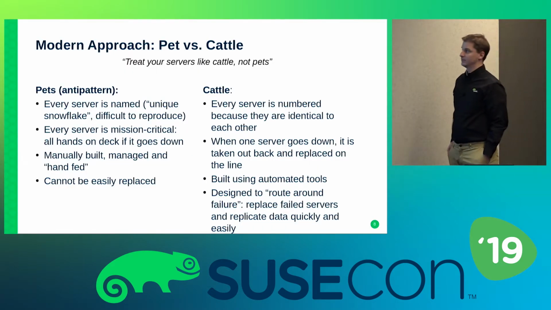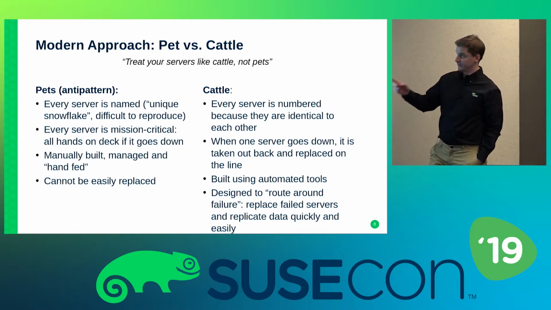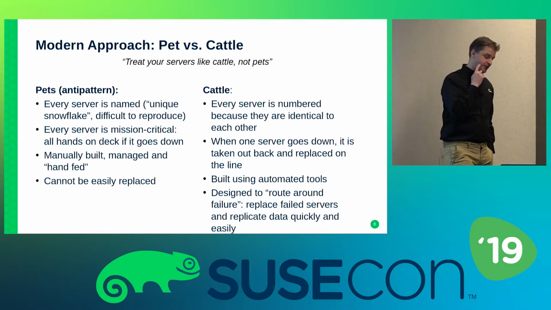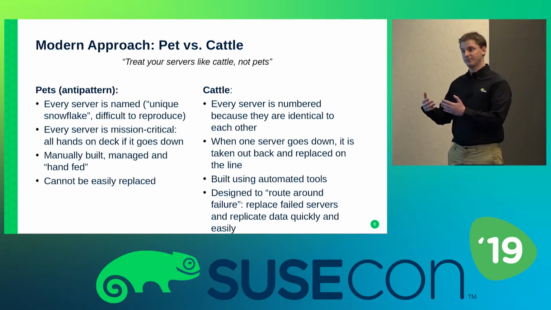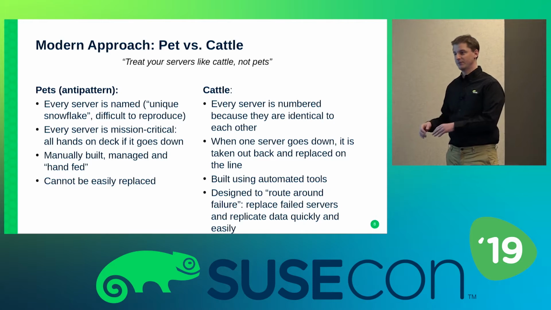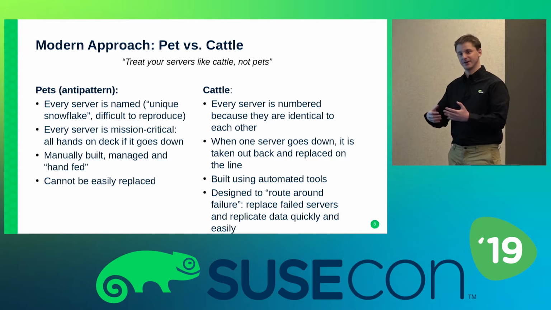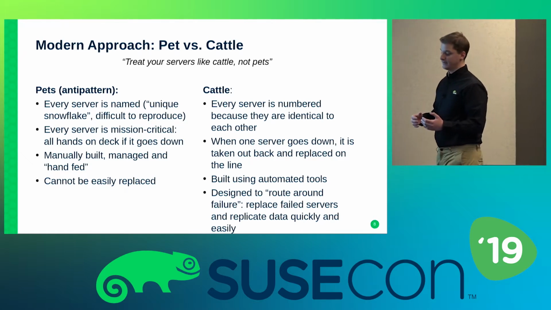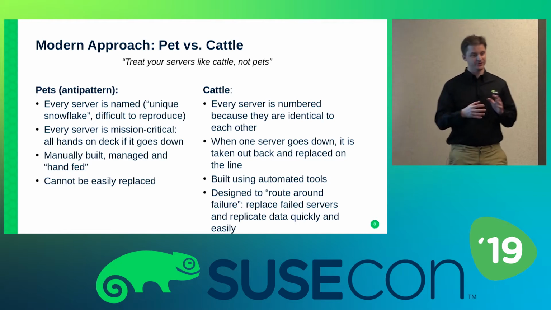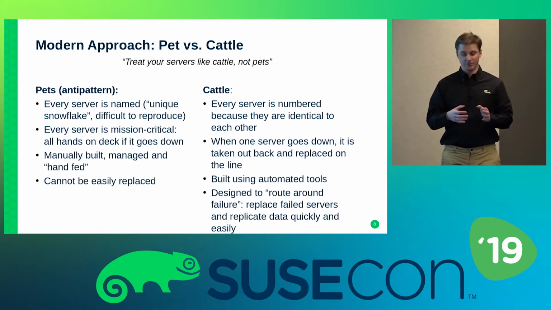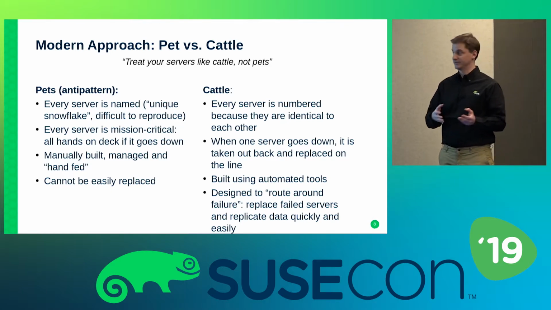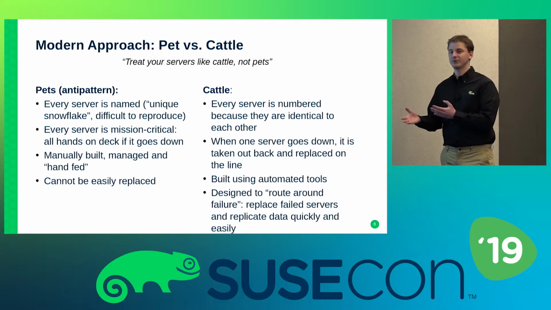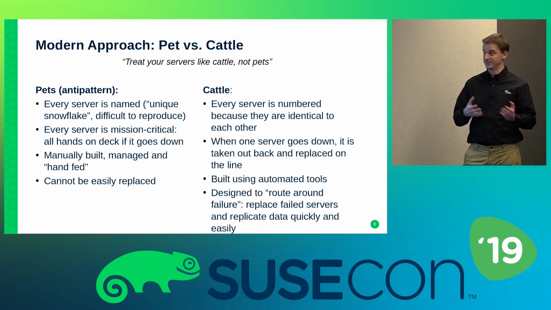So, pets versus cattle. Pet is an anti-pattern, because if you're treating every server like a pet, you are naming every server, you know them by name, and you SSH into them in the morning like a doctor, and you hand feed them. You SSH in and check if they are doing well, you check the logs. And like a pet, if it gets sick, you are sad and you're not going to easily replace your server, because it cannot be easily replaced. It's a unique snowflake to you, right?